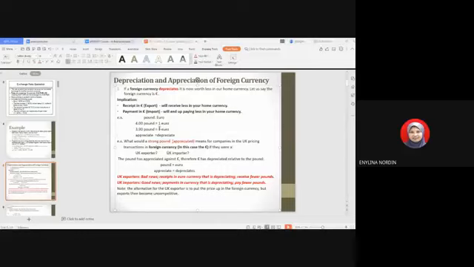That means if you do the export, if you convert the euro into pounds, then you will receive less in your pound currency. But if you do the import, you have to pay in euro, right? So that means you will pay less because your home currency is appreciating. Okay, then this is another example.